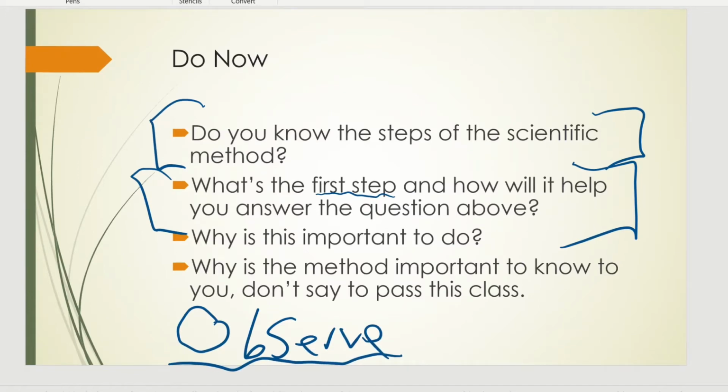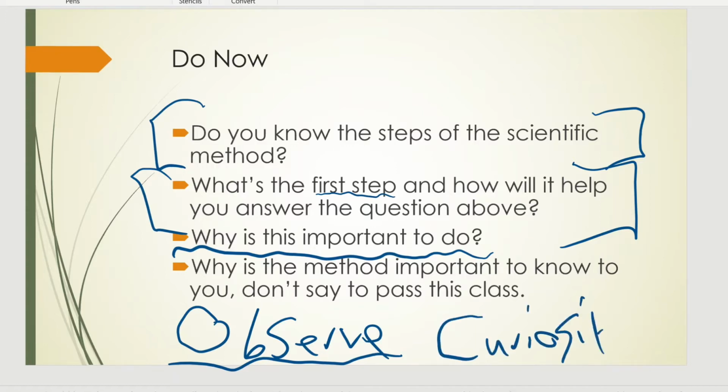And then you ask questions. So this is important to do because once again, it starts you on the path to science. It starts you on the path to investigation, and it creates curiosity. No science was ever created without an observation. You have to have an observation to have good science. Okay? So why is this method important to know in class?